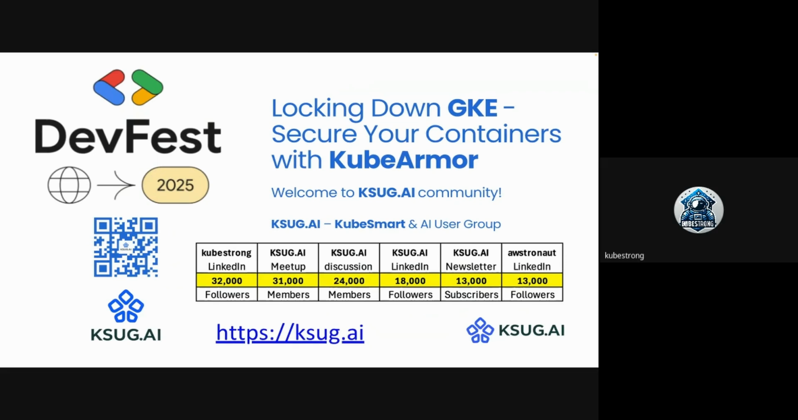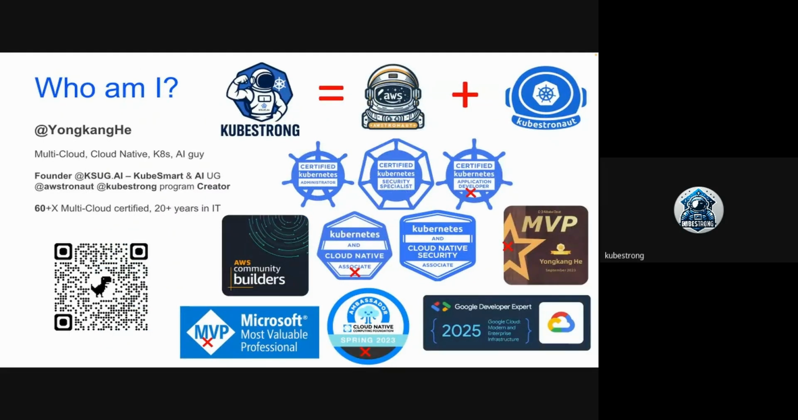Actually, let me introduce myself first. Okay, who am I? My name is Yongkang He. I consider myself a multi-cloud guy, a community builder, a Google developer expert. So as you can see, I'm literally part of all the cloud communities. Well, not every cloud is created equal, okay? I love Google Cloud. You can see I'm a Google GDE. I did not renew my Microsoft MVP, because I love Google. I also love Kubernetes. I'm technically the first person fully certified on Kubernetes globally.